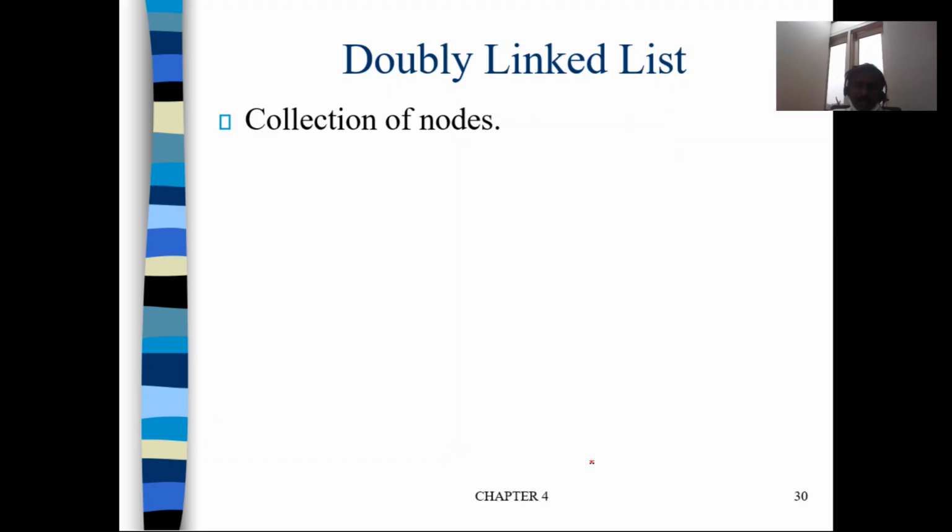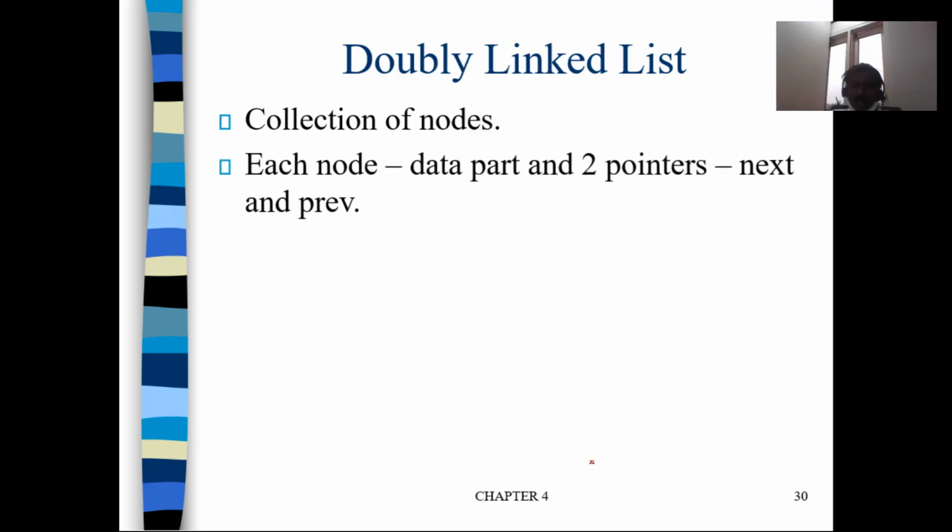where each node contains 2 pointers. What are they? Each node contains a data part and a pointer part, but now there will be 2 pointers. In a doubly linked list, each node will have a data part and 2 pointers. What are the 2 pointers? There will be a next pointer, and also a previous pointer. The next pointer of a particular node will point to the next node, and the previous pointer of a particular node will point to the previous node.